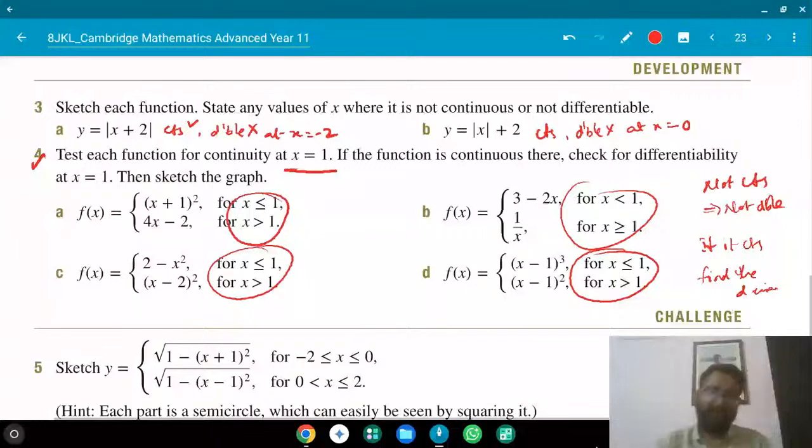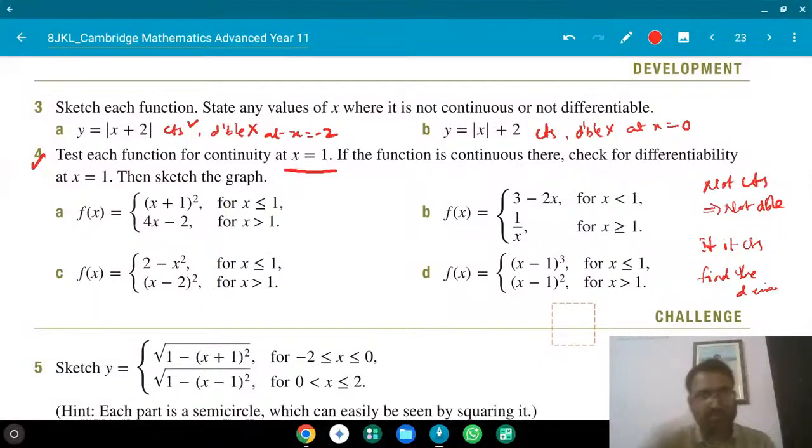So how can we check whether it is continuous or not? Substitute x equals this joint point in both the left and right expressions. If you get the same answer, it is continuous. Can you substitute here? Is the first one continuous at x equals 1? It is not continuous because on the left side, (1 plus 1) square is 4, and on the right side, 4 minus 2 is 2. When it is not continuous, then it is not differentiable.